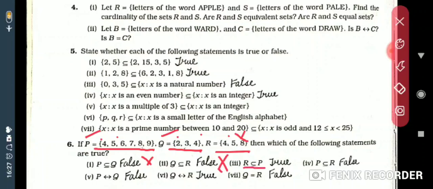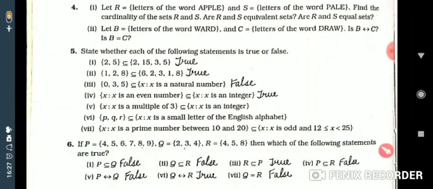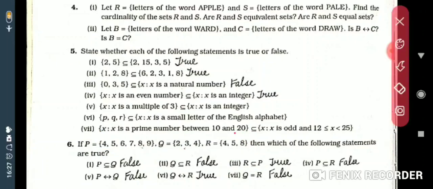Next, R is a subset of P. Are all the elements of R there in P? Just see, 4 is there, 5 is there, 8 is there. Yes, all the elements of R are there in P. So yes, R is a subset of P. True. Next, P is a subset of R? No, because all the elements of P are not there in R.